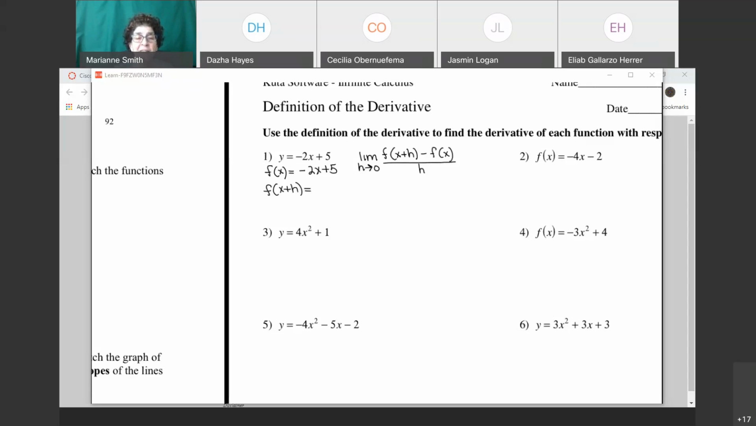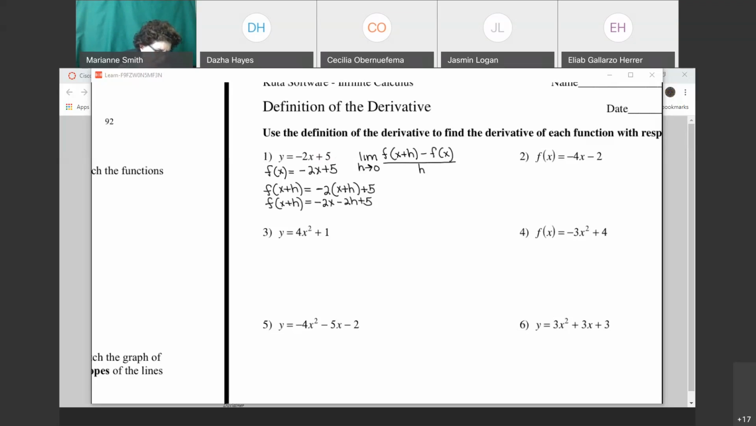So what does this say? It says, take your expression on the right-hand side over here, and just plug in your x plus h in place of x. So I'm going to do that. Here's negative 2, and then wherever I have an x, I'm putting an x plus h. Everybody all right with that? And then again, you can simplify it a little if you want. This just involves a different distribution. So negative 2x minus 2h plus 5. Everybody all right with it?